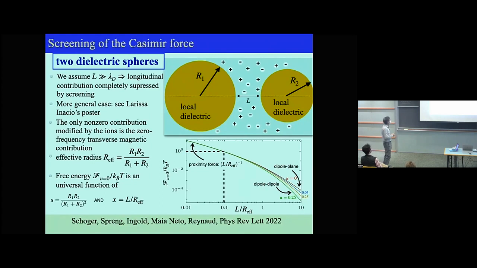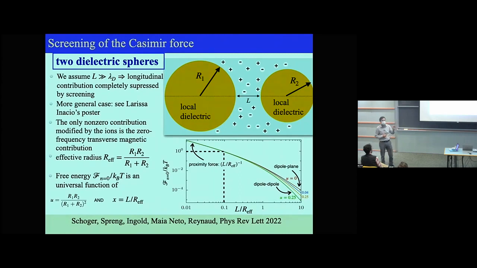So we focus on the zero frequency contribution, right? Because for the positive frequencies, the ions don't matter. So here is the plot of the free energy contribution to the zero, the purely thermal contribution, right? The zero frequency contribution divided by KBT. And this is plotted as a function of this parameter, the distance divided by the effective radius.